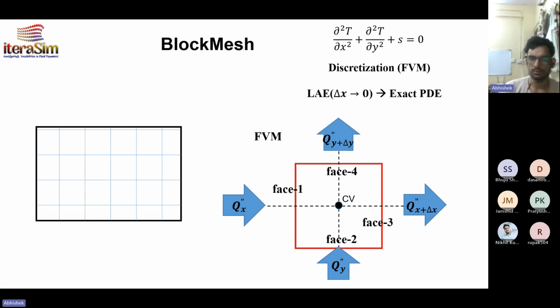These faces are important in the finite volume method for the conservation laws and to calculate the fluxes over the faces. This is not needed in the finite element method or finite difference method. So you can see we have a cell center and we have faces. So we have two things. Okay, so we'll discuss everything one by one.